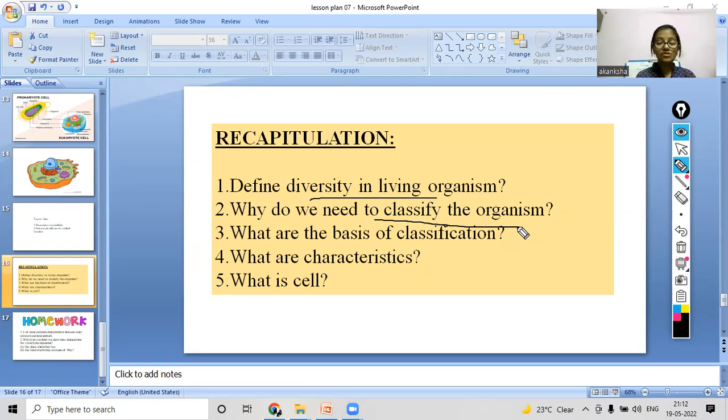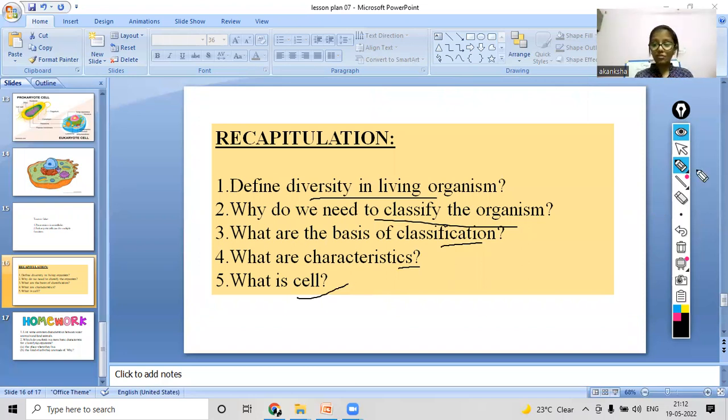Okay, yes, very good. So now coming to the third point, what is the basis of classification? Yes, the basis of classification is characteristics and the cell it possesses. And what are the characteristics? Yes, these are the individual traits that a person or animal or any organism possesses. And what is a cell according to you? It is the smallest unit of life. So yes, you all recapitulated it very well.